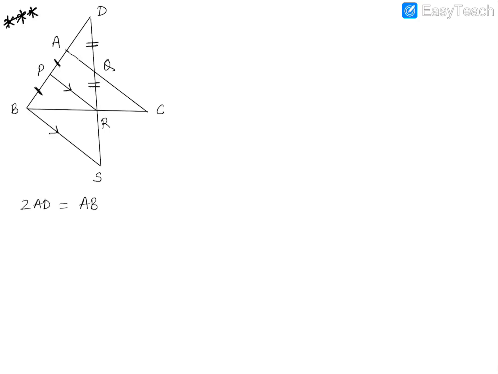Okay, notice it properly. 2 times AD is equal to AB. So I can write that 2 times AD is equal to AP plus PB, because if you check the figure, you'll understand how. Now we also know that AP and PB are equal, already marked in the figure. So 2AD is equal to AP plus AP. Why? Because PB and AP are equal in the question.